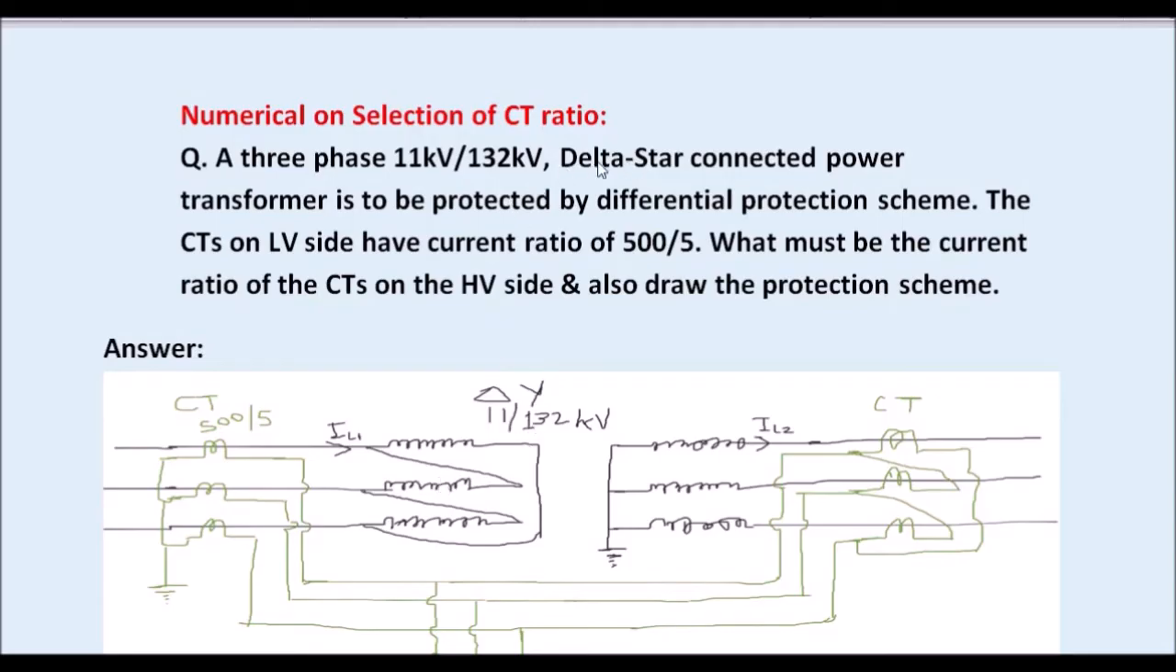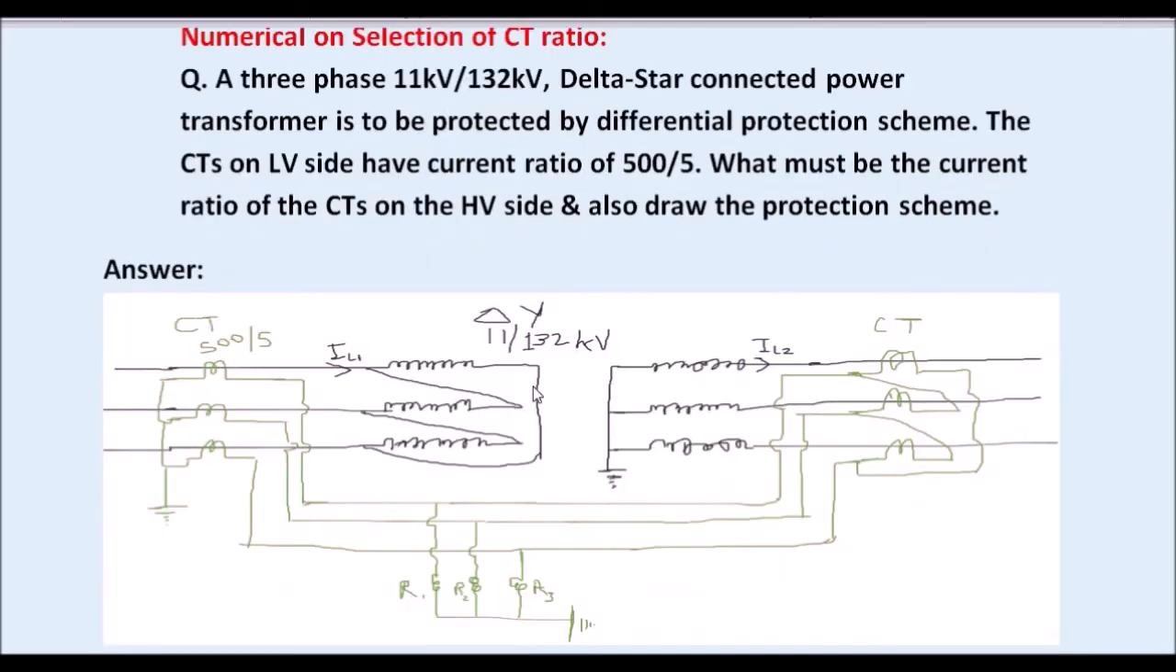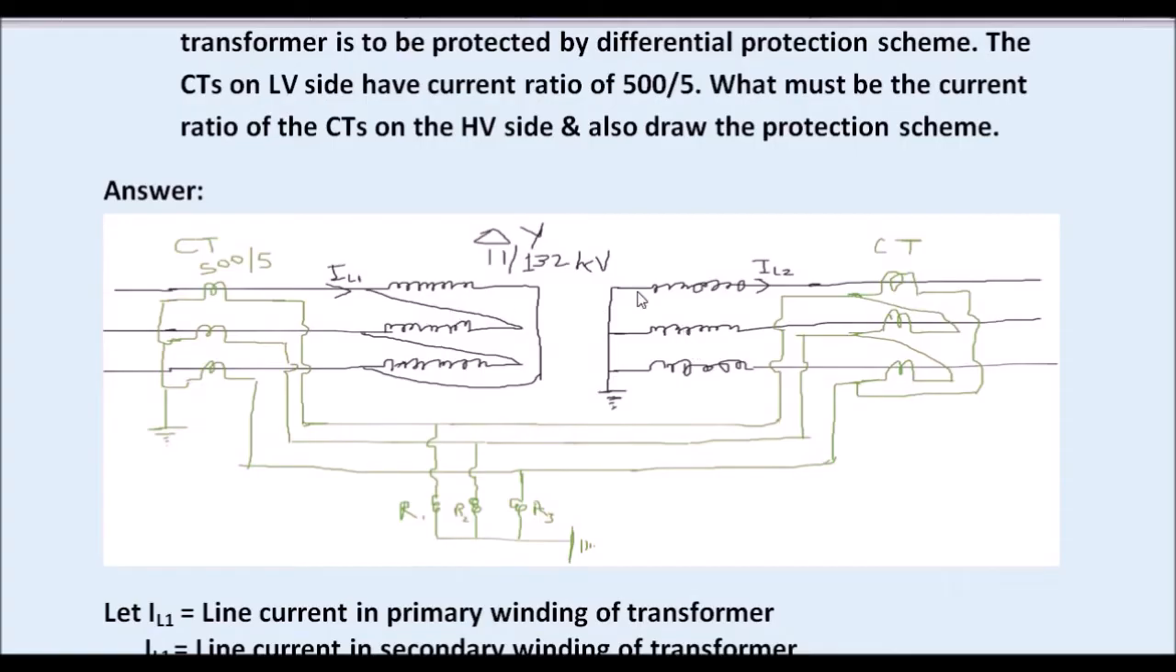As this is a delta star transformer, I have drawn here a delta star transformer. This is the delta connected primary winding of the power transformer. This is star connected secondary winding of the power transformer. The transformer is rated as 11 kV by 132 kV delta star. Then I have placed CTs on primary side and CTs on secondary side.